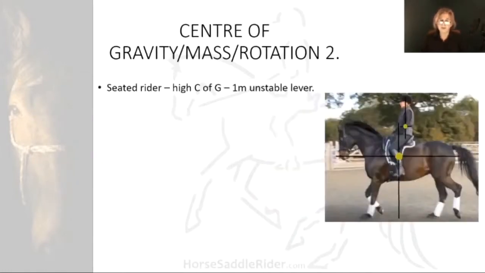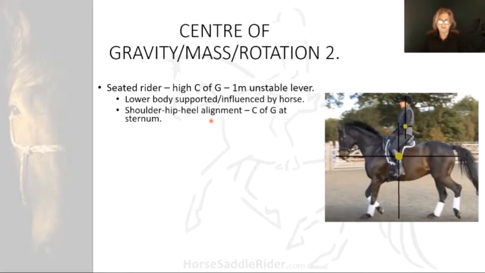And I've said earlier that the seated rider has a high center of gravity because they are a 1 meter unstable lever. The lower body is supported, but it is influenced by the horse, or by contact with the horse. We can often see the shoulder, hip, heel alignment involving the sternum remaining over the centre of gravity.